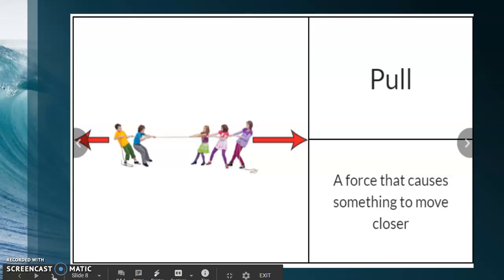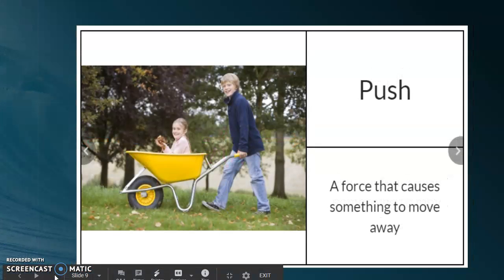Pull, a force that causes something to move closer. Pulling means bringing an object closer to you. Make sure you write that down. And a push is a force that causes something to move away. So pull is closer to you. A push is pushing it away. And that is our last vocabulary.